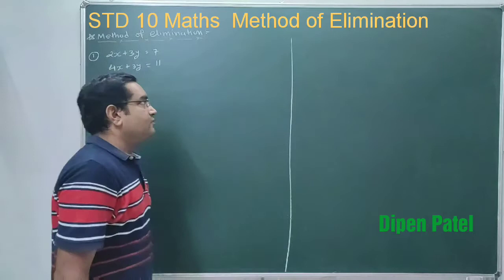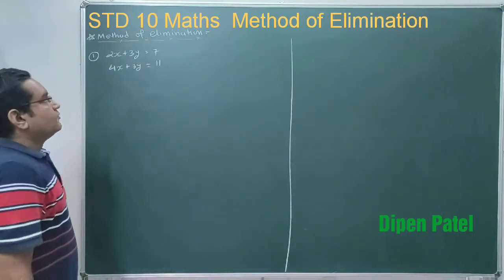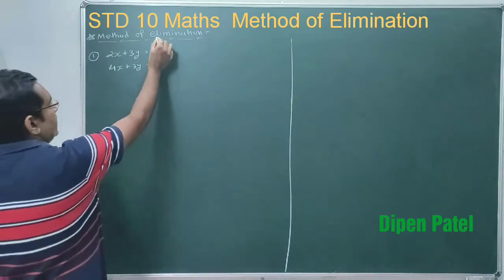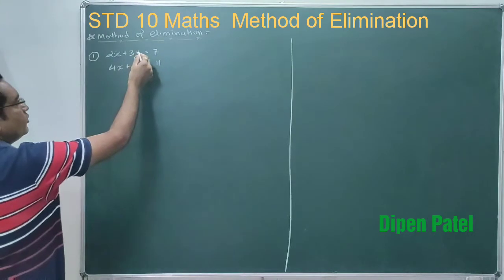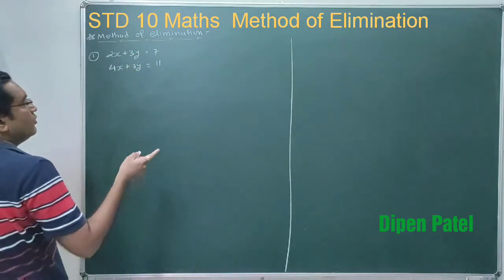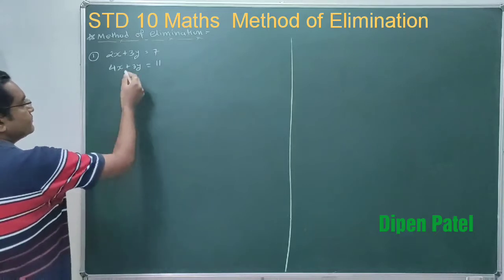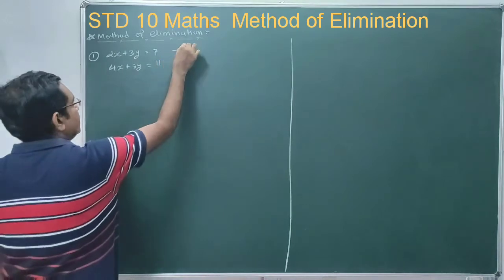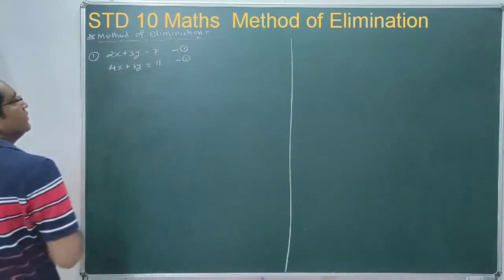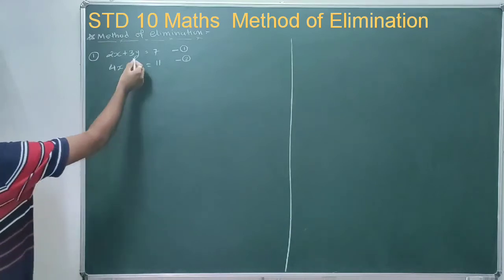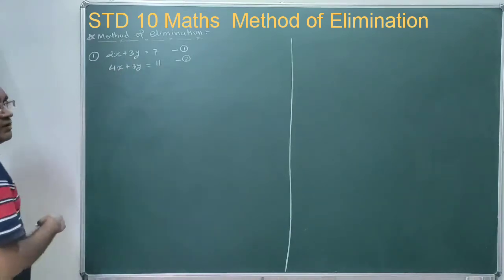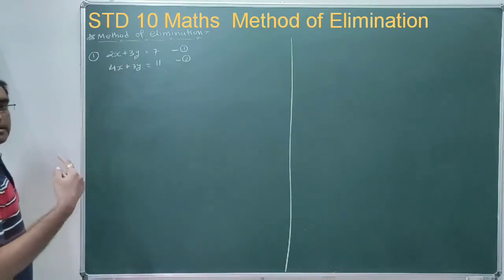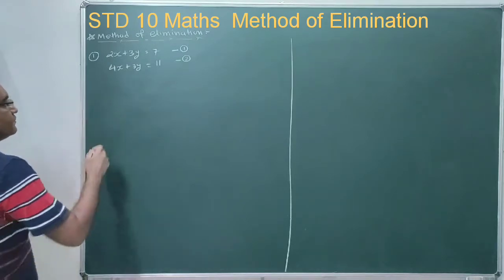In this video we will discuss the method of elimination for the solution of a pair of linear equations in two variables. For the method of elimination, we have to eliminate one of the two given variables by making the coefficient of that variable equal. So let us now consider this pair of linear equations in two variables. Here you can see that the coefficient of variable y in both equations is already equal. So we have to eliminate variable y by subtracting or adding both equations.